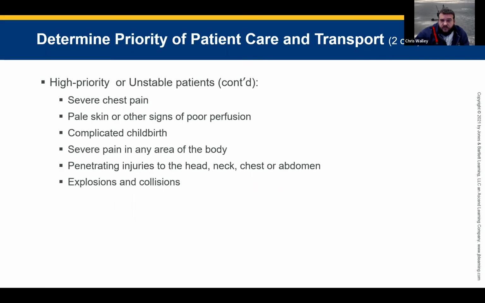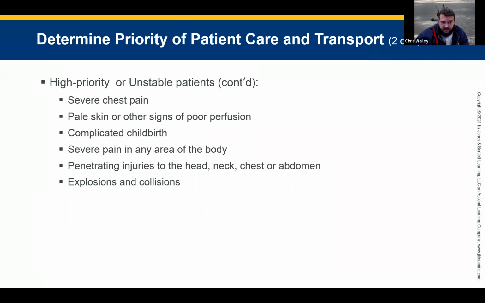So: altered level of consciousness, severe chest pain, pale skin or other signs of poor perfusion, complicated childbirth, severe pain in any area of the body. Now, remember, even though we're moving through the EMS world and diving into how things function, delivering a child is an EMT basic skill. The only time that you require a paramedic to be there is if there are complications at birth. Other than that, EMT basics, that is in your scope of practice, and you can deliver a child just like everybody else can.